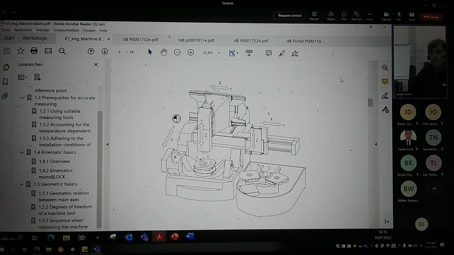So we have to start with the runout. Sometimes in measurement protocols, the first measurement was the centric brush inside. That's not so important. I think I will say the basis is the runout, and then the parallelism X to Y.